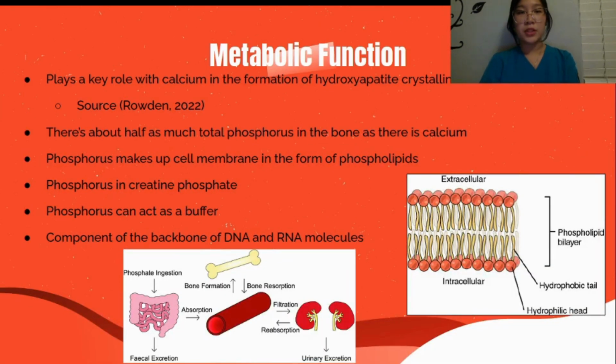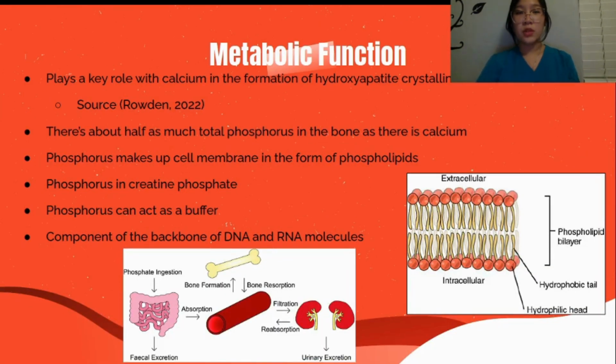Metabolic functions. Phosphorus plays a key role with calcium in the formation of hydroxyapatite crystalline, which is an inorganic mineral in human bone and teeth, and it plays a role in the structural strength of bone and regeneration. There's about half as much total phosphorus in the bone as there is calcium. Phosphorus makes up cell membranes in the form of phospholipids. They act as a barrier to keep stuff in and shut stuff out of the cells.